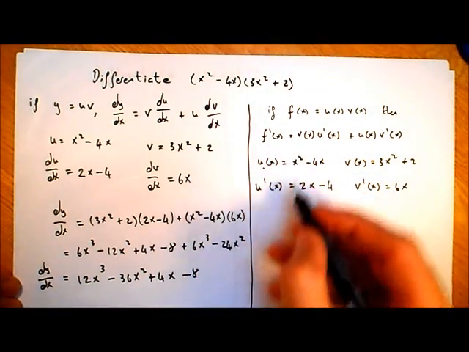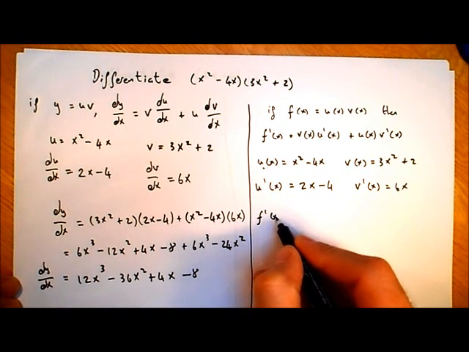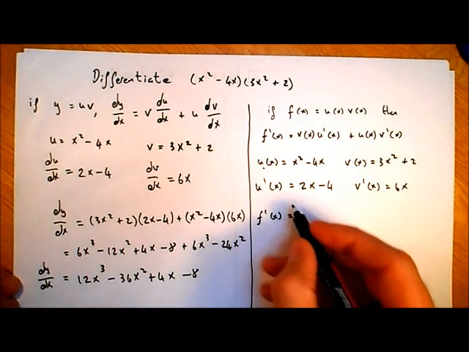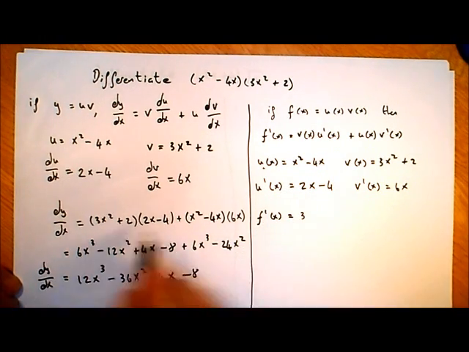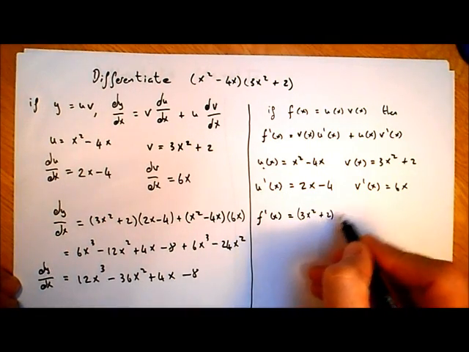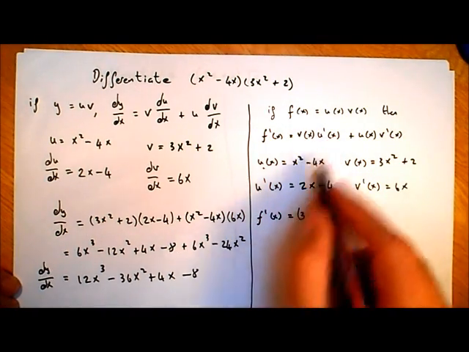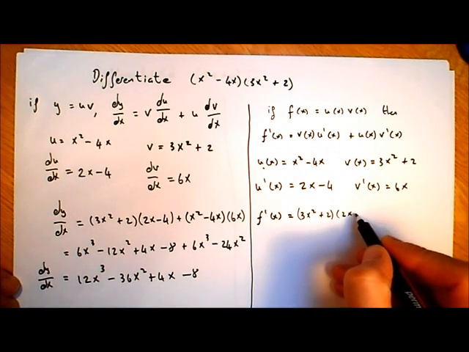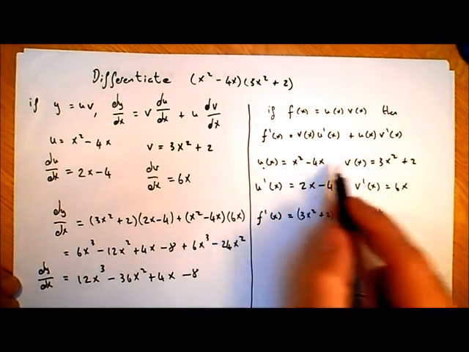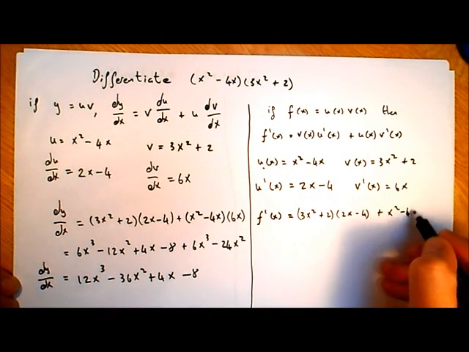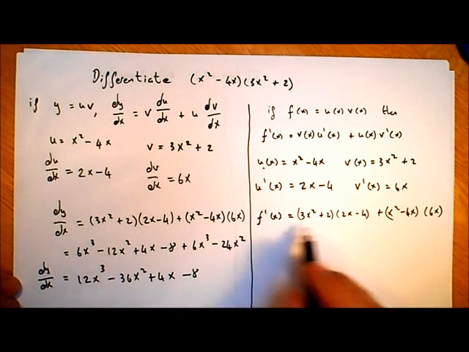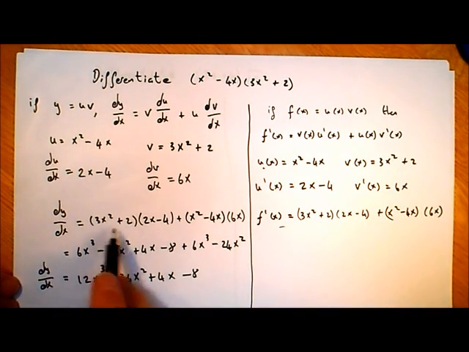And now to fill it into this, f dash x is equal to v of x, so this part, 3x squared plus 2. You'll notice what I write down here will be the exact same as here. So it's 3x squared plus 2 times u dash x, which is that, so times 2x minus 4, plus u of x, which is this part, x squared minus 4x, times v dash x, so times 6x. And so this line is exactly the same as this line here.